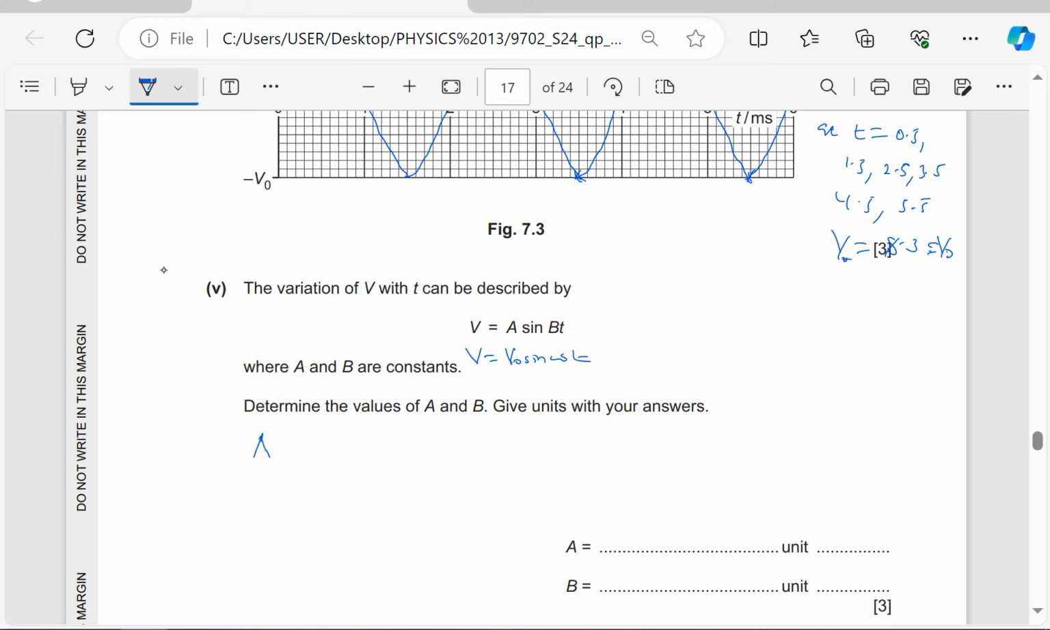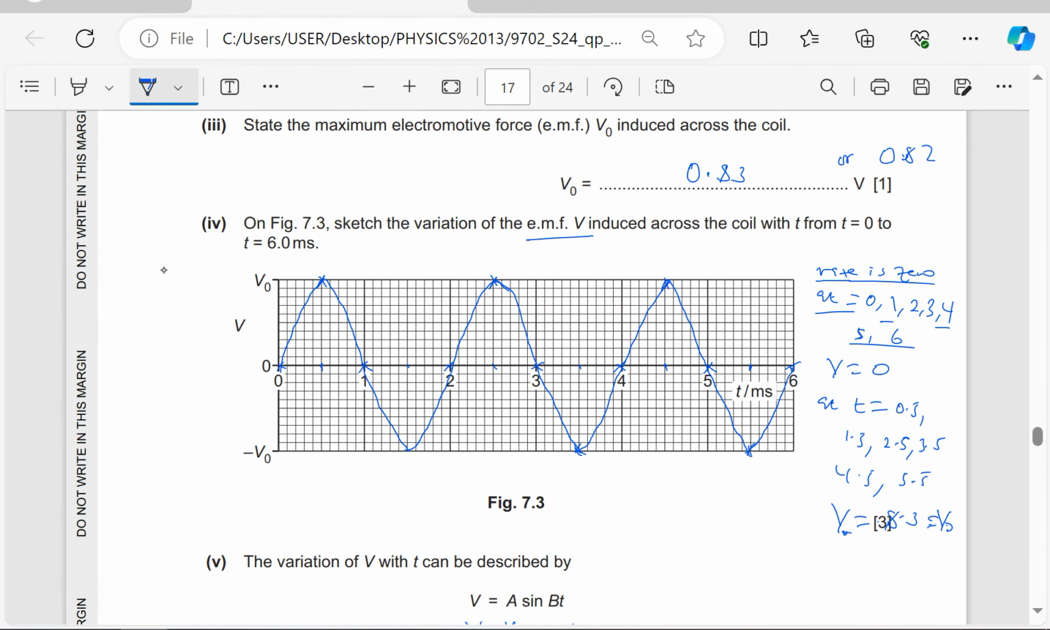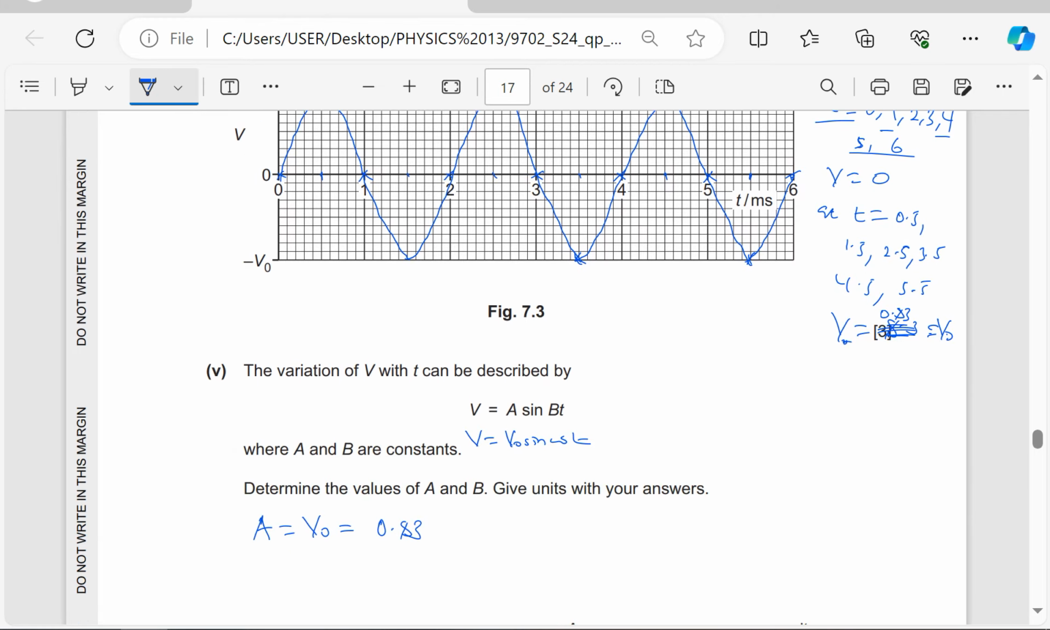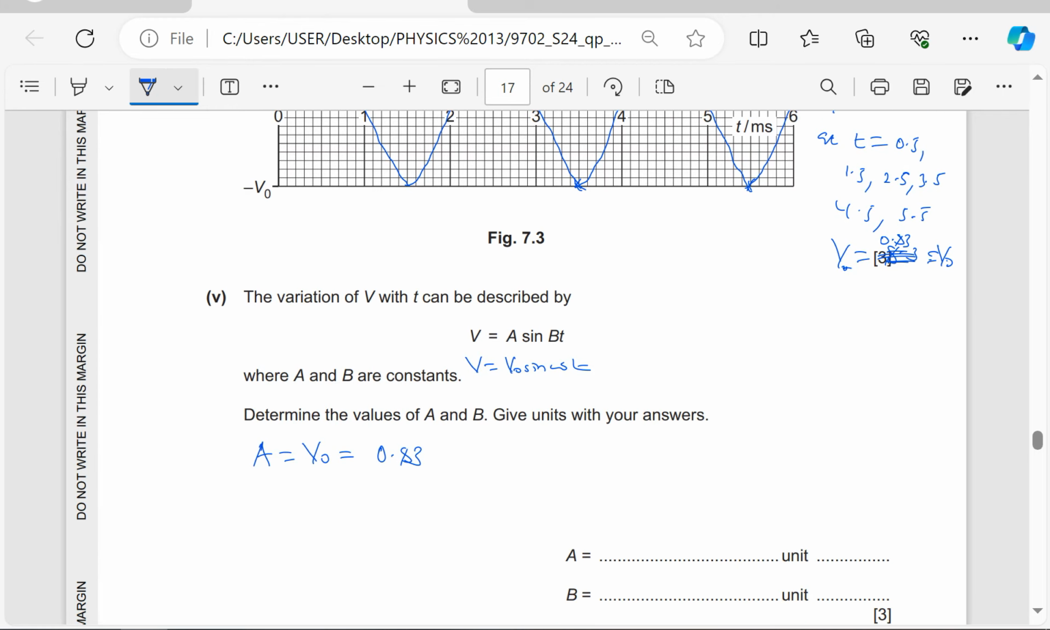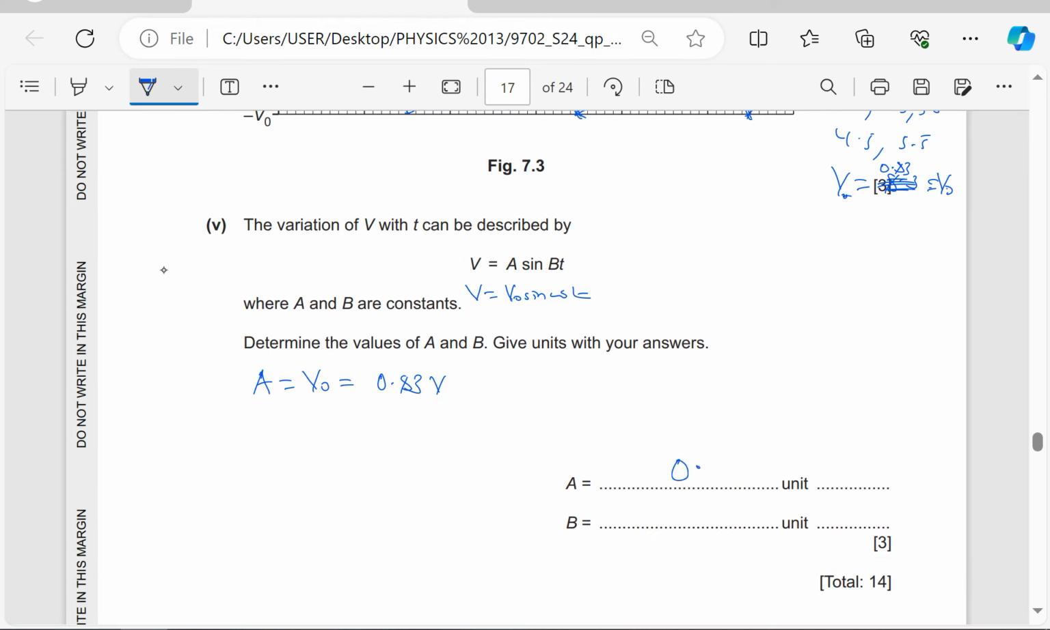So we know that A equals V naught, which is going to be 0.83. Was it 8.3? 0.83. So this one is wrong. It's 0.83. Okay, so that will be 0.83 volts. So A is 0.83 volts. Remember I said, depending on your gradient, it could be 0.82 volts, depending on your gradient.